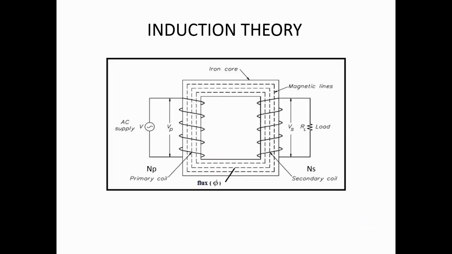So here in this slide now, what we can see is what's actually happening in a transformer. We have two separate circuits. The first part on the left hand side is what we call the primary circuit or primary coil, and here on the right hand side is the secondary part, or we call it the secondary coil. We can consider the primary coil usually as the input, and we can consider the secondary coil as the output circuit.